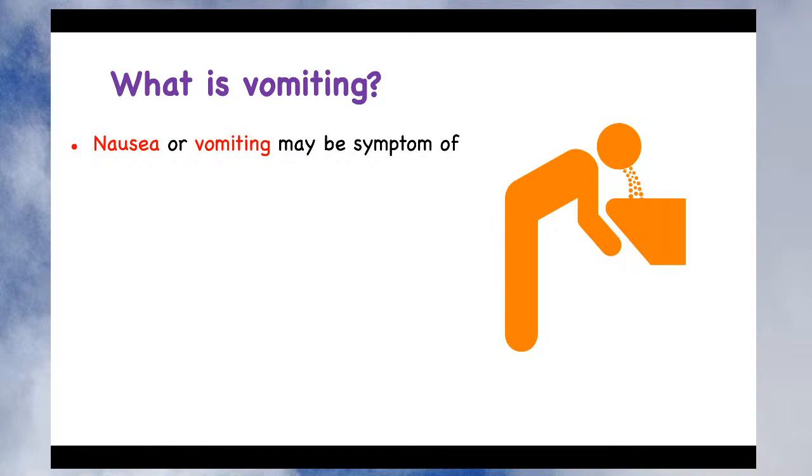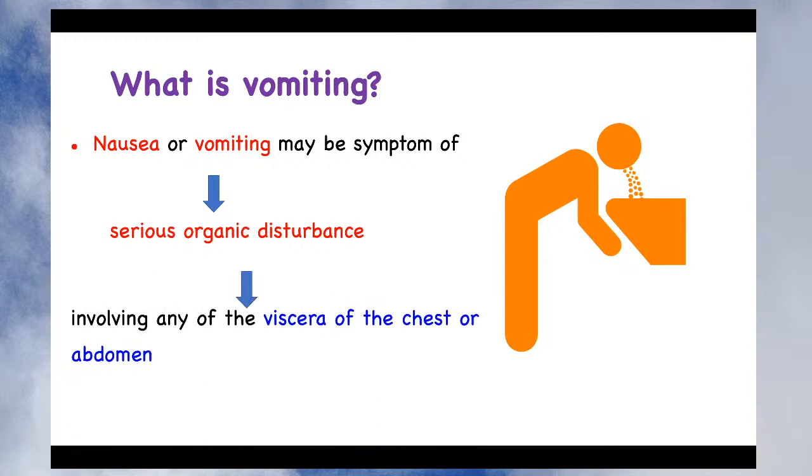So this nausea or vomiting may be the symptom of serious organic disturbance, especially involving any of the viscera of the chest or the abdomen. So the part of the body involved in the process of nausea and vomiting is the viscera. Viscera means the inside part of our body. One is the peripheral portion, that is the outside portion, right? Like skin, it is your outside portion. Now viscera is the inside portion of the body.